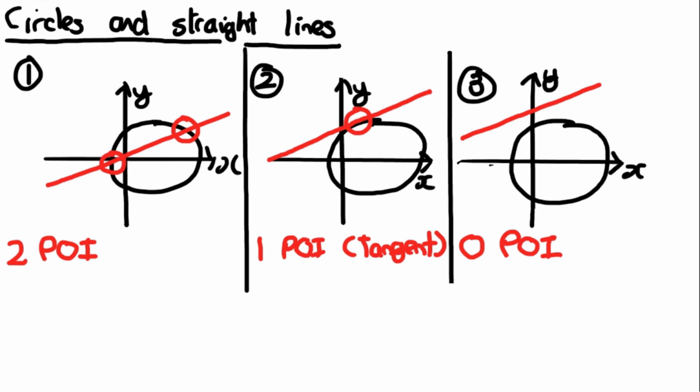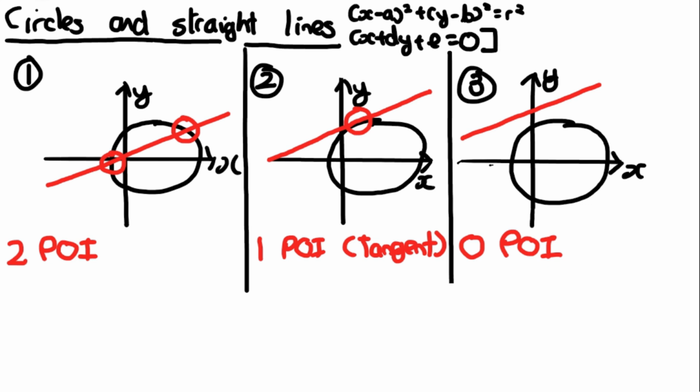But if we have a circle with equation (x minus a) squared plus (y minus b) squared is equal to r squared, and we have a straight line with equation cx plus dy plus e is equal to 0, we can rearrange the straight line equation to make one of x or y the subject. It doesn't matter which one, we can do it for x or y, it gives us the same answer. And therefore we sub this into the circle equation. We rearrange to put everything onto one side and make the other side equal to 0, and then we make a quadratic equation, and then we can apply the discriminant.